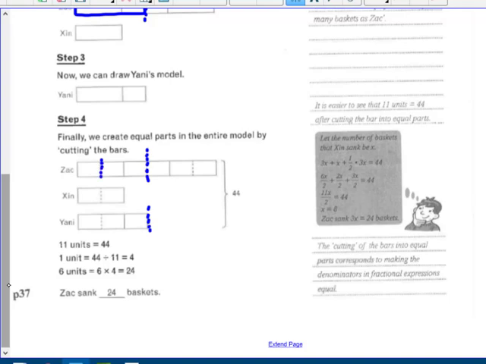So it says you should cut all of the bars in half. So we have all of these halves. How many halves do we have? 1, 2, 3, 4, 5, 6, 7, 8, 9, 10, 11. So there's where the 11 comes from. There are 11 units, which is 44. There's our question. Our question mark was up here. How many does Zach have? Zach has 6 of those, so Zach sank 24 baskets.